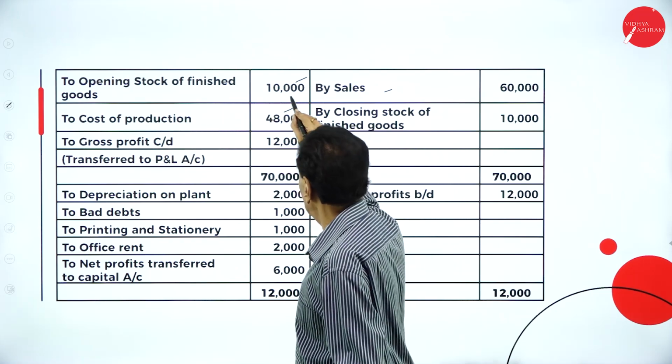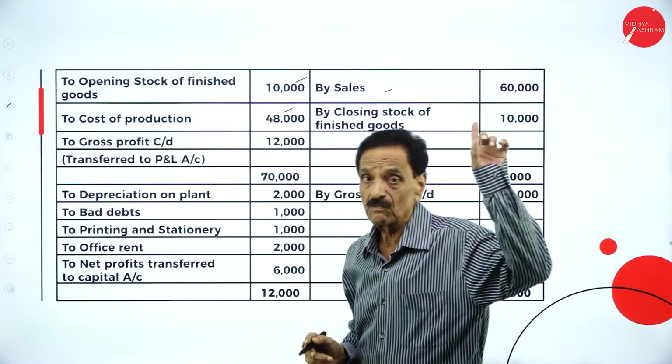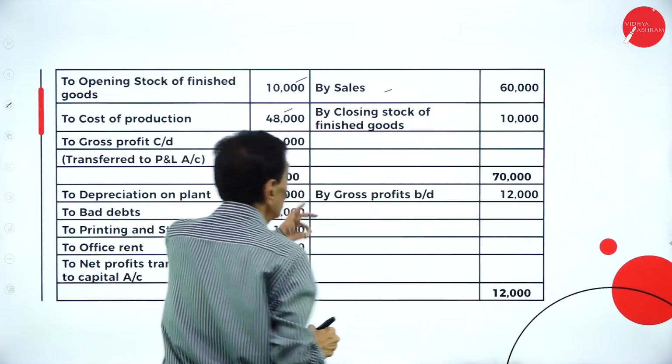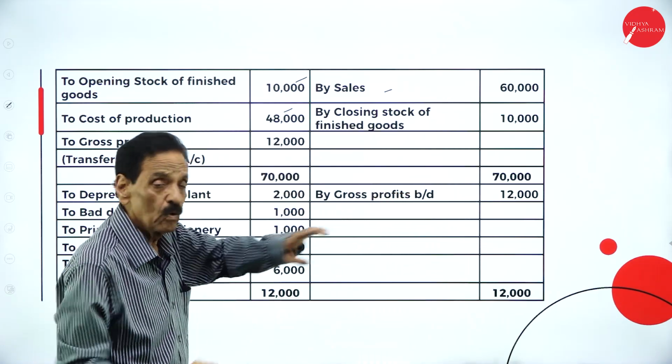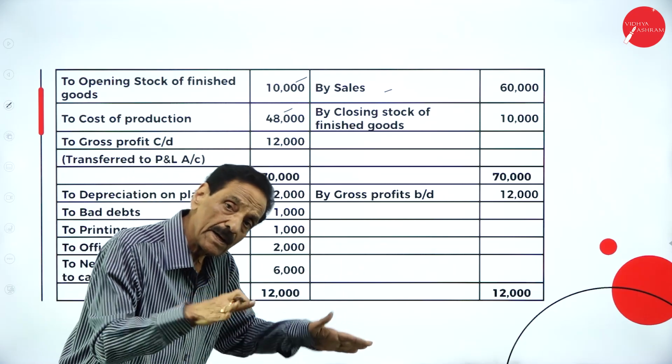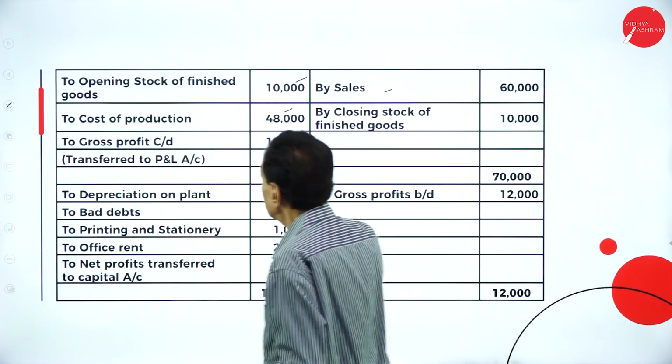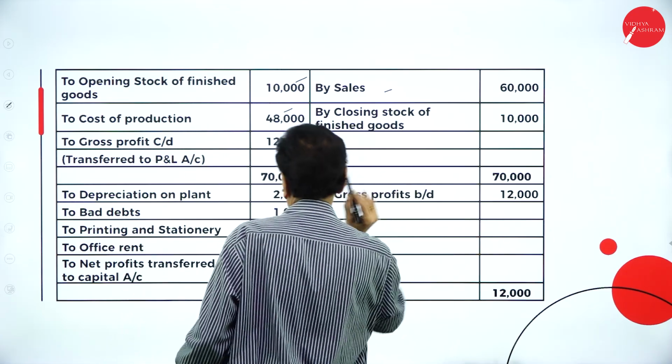Opening stock of finished goods, cost of production from the manufacturing account, then sale of finished goods, closing stock of finished goods. Whatever the difference comes, maybe gross profit or gross loss. It's a gross profit here. By gross profit brought down.